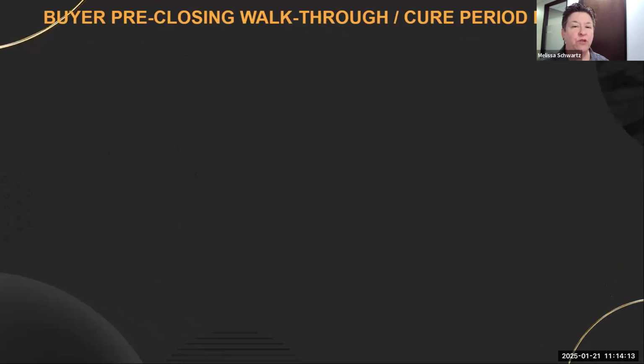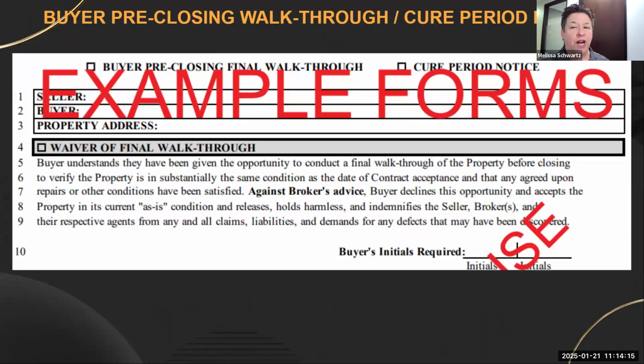Combined form, doing 2 things. Check the box on the top. Is it a cure period notice? Is it the pre-closing final walkthrough, which could also be a cure period, right? Right. Waiver of final walkthrough. If they're not walking through, it is against the broker's advice. Nice bold print there. We recommend you do this.